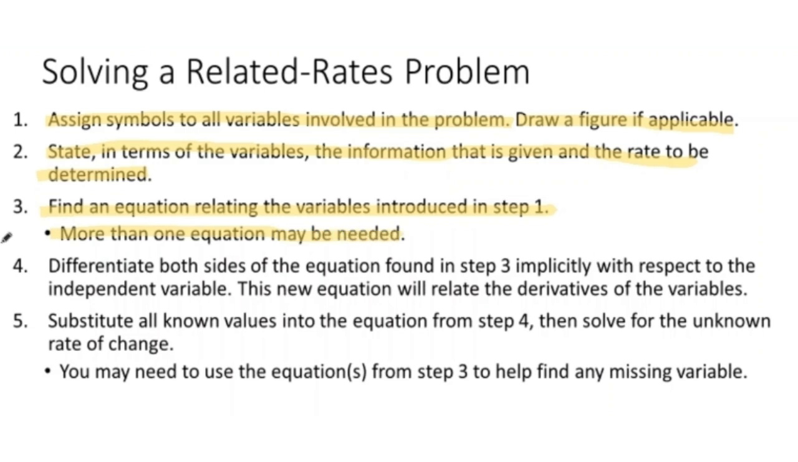Another thing to keep in mind, you may need to use more than one equation. We'll see an example of that later. After you find your equation or equations, you want to differentiate both sides of the equation implicitly with respect to the independent variable. This new equation will relate the derivative of those variables. Once you have your derivative, you will be able to substitute all known values into the equation, then solve for the unknown rate of change.